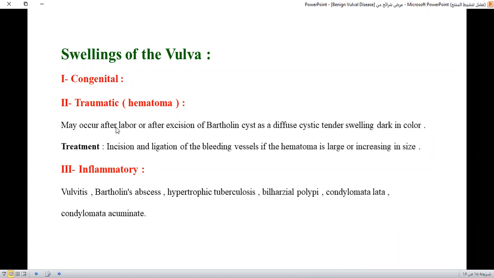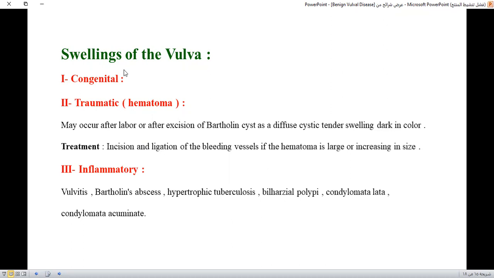هنا راح يصير اما بعد الليبر او بعد الاكسجين للبارثولين سيست ممكن يصير هيماتوما. اذا نحتاج هنا انسجين and ligation of the bleeding vessel if the hematoma is large or increasing in size. And the third point is inflammatory: vulvitis, Bartholin's abscess, hypertrophic tuberculosis, bilharzia, polyp, condylomata lata and condylomata acuminata.